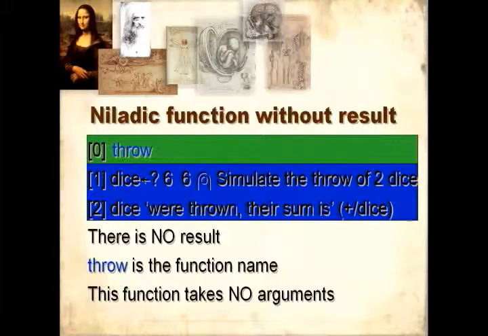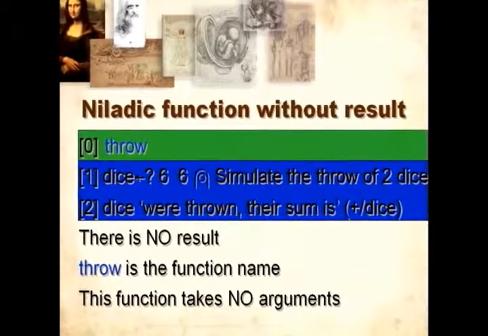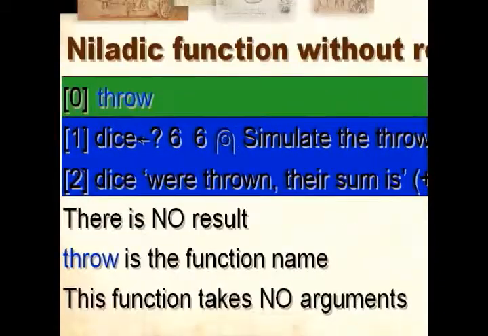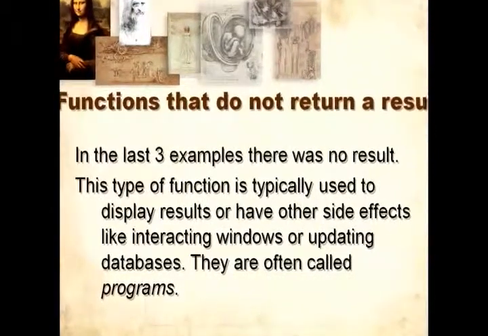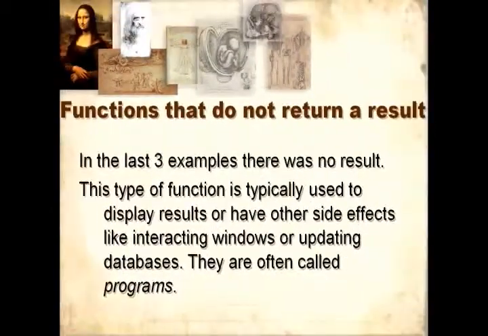Finally, here's a niladic function without a result. The header only contains the name of the function or the program. Line 1 computes the simulation of throwing 2 dice, and line 2 displays a message. There's no result. In the last 3 examples there was no result. This type of function is typically used to display results or have other side effects like interacting with windows, updating databases, and so on and so on. Those are often called programs.